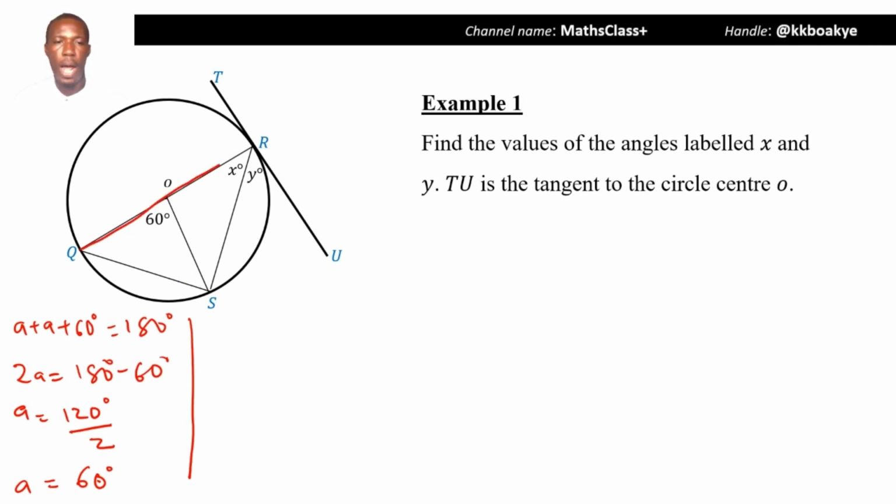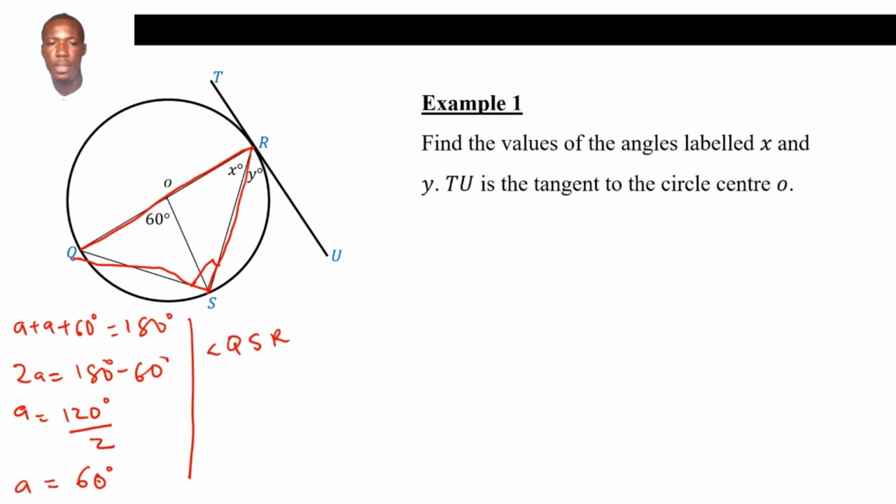Line QR is a diameter, which means it is subtending an angle at the circumference point S, which will be 90 degrees according to theorem 2. So our angle QSR is 90 degrees. And then our angle RQS is 60 degrees.